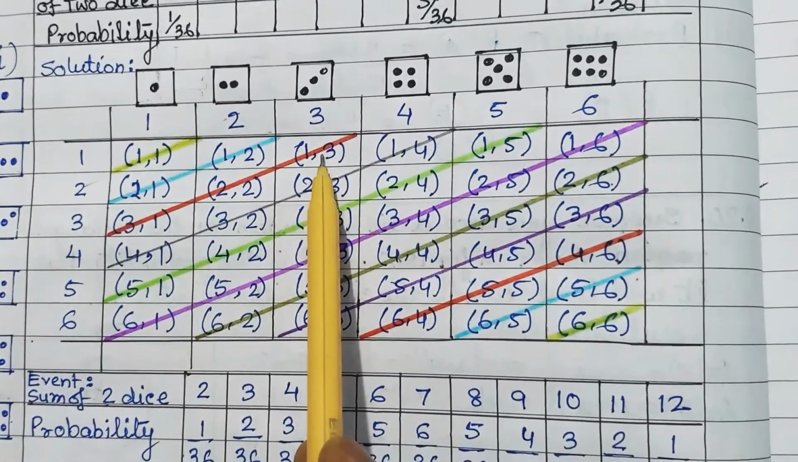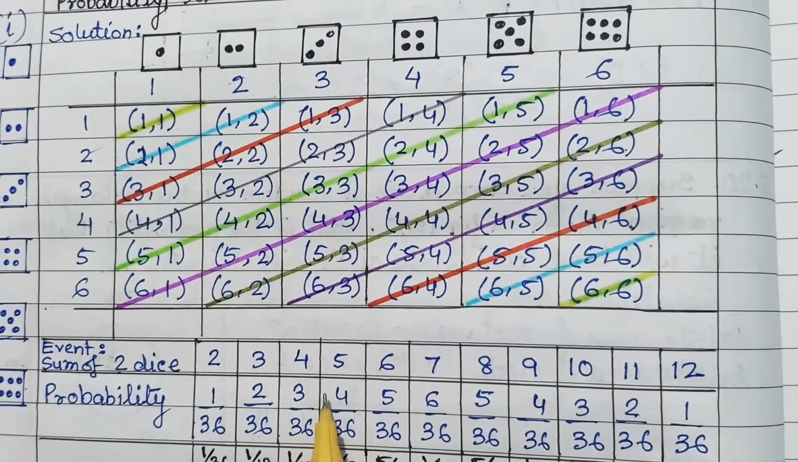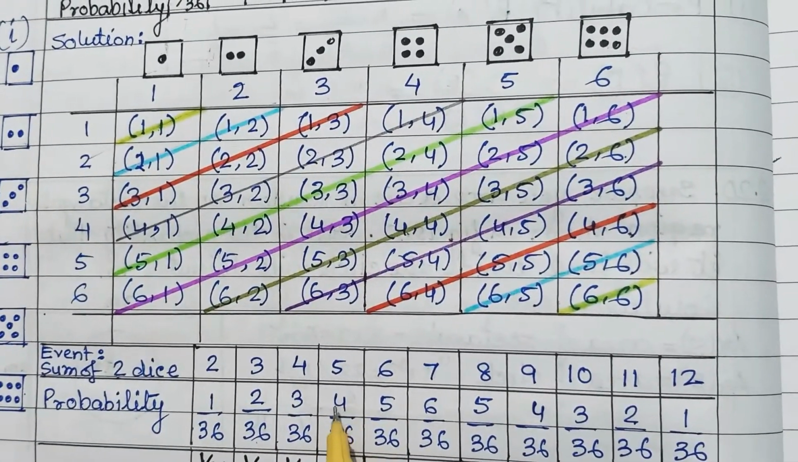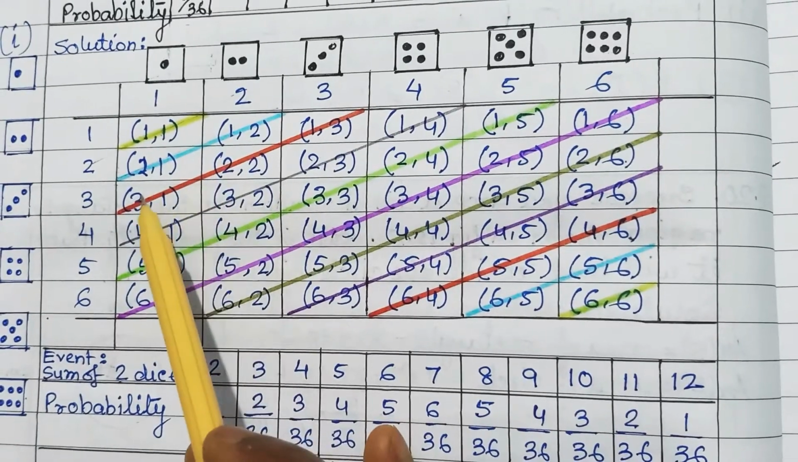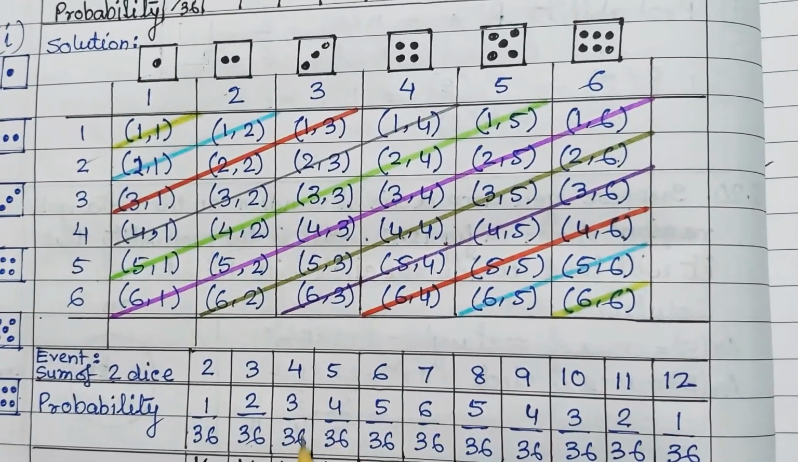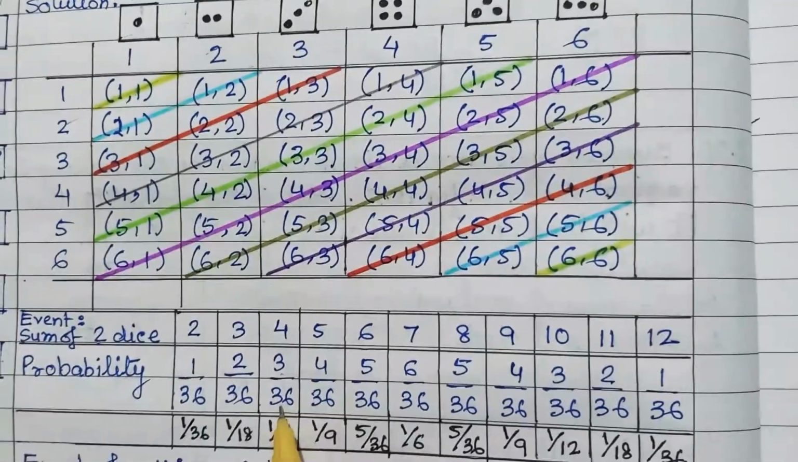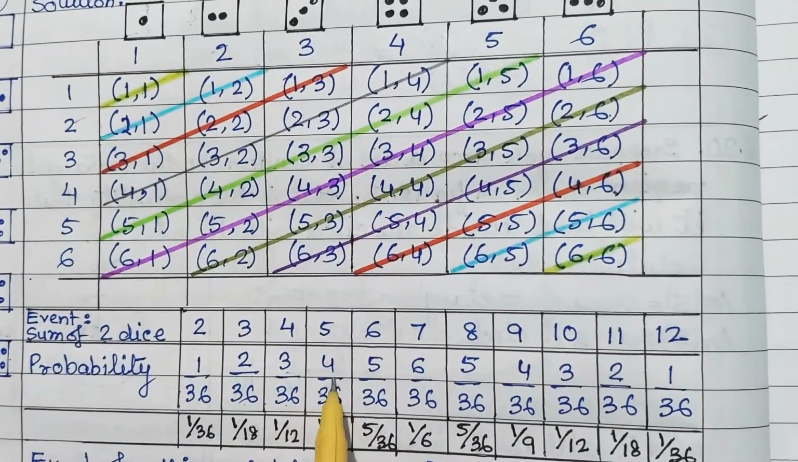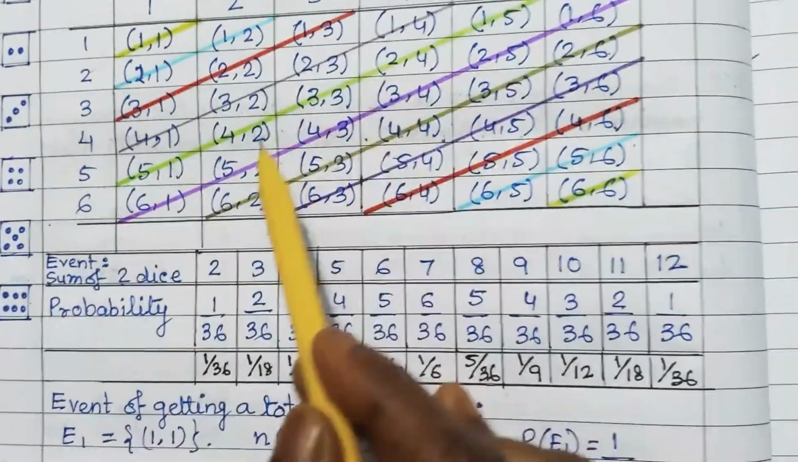For the next sum, in this way I have drawn the colored line, 1, 2, 3 options. So sum of 4 is 3 options, so that is 3 upon 36. Sum is 5, 4 upon 36. In this way you can check it.